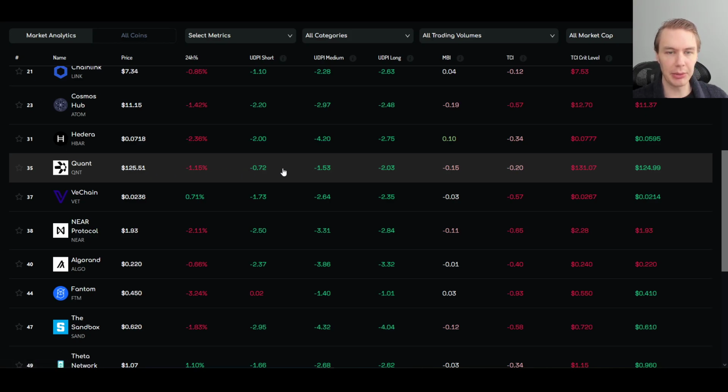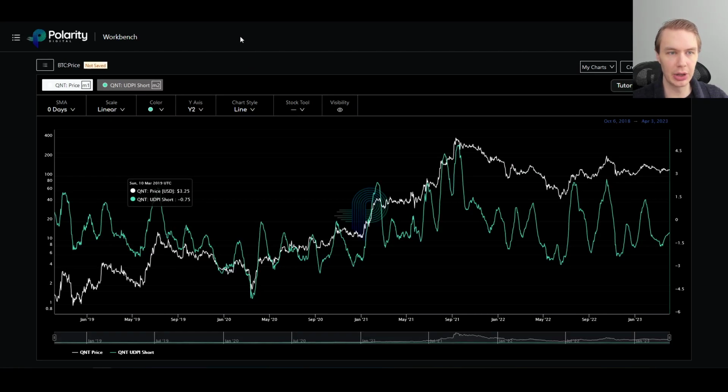And so Quant, we can see it sitting here now number 35 in terms of total market cap. And I want to start off by talking about risk for Quant, what our risk models are making of it. So we're going to start off with our short-term upside downside potential indicator. If you're not familiar, that's our risk model.